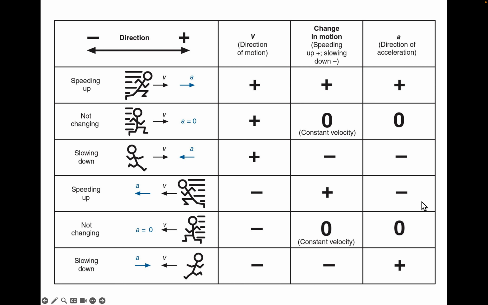Now, if I'm moving to the left, my velocity will be negative, but I'm speeding up going in the negative direction, so my direction of acceleration will be negative as well. Not changing, constant velocity, so the direction of acceleration will be 0. And then slowing down, I am slowing down in the negative direction, so that means acceleration would be positive. Again, it's kind of wordy and might be a little more difficult to understand, but just use this diagram as a summary of velocity and acceleration and how it compares speeding up and slowing down depending on the way that you are facing.